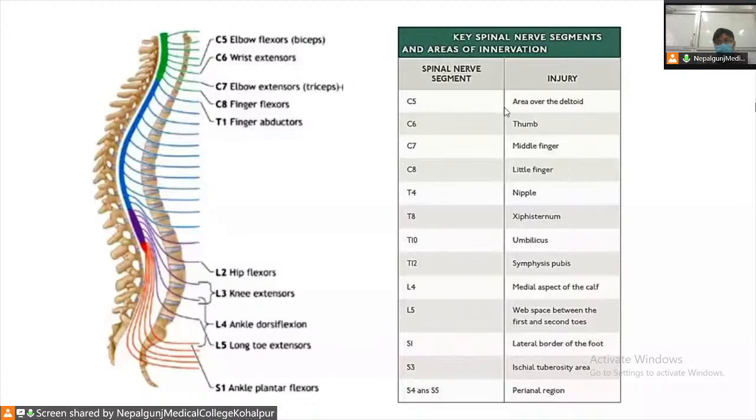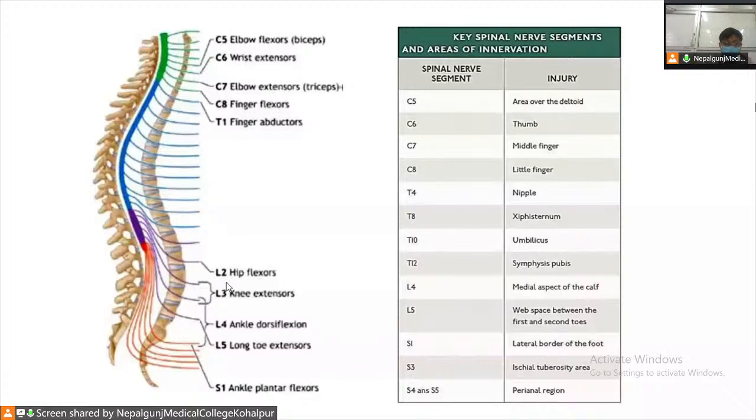What we need to know regarding this is the brachial plexus and lumbosacral plexus. In the brachial plexus, we see C5, that is the area of deltoid; we look for the biceps. C6 is wrist extensors. In C7, we ask for the triceps, that is elbow extensors. These are the sensory regions, and these are the motor regions. In C8, we see the finger flexors, and T1 the finger abductors.